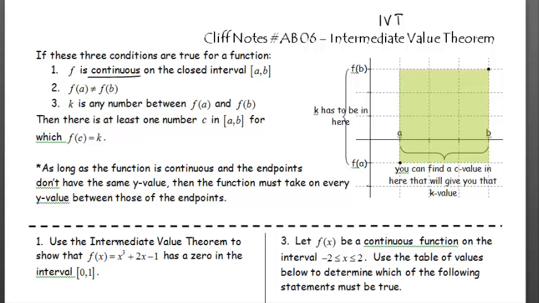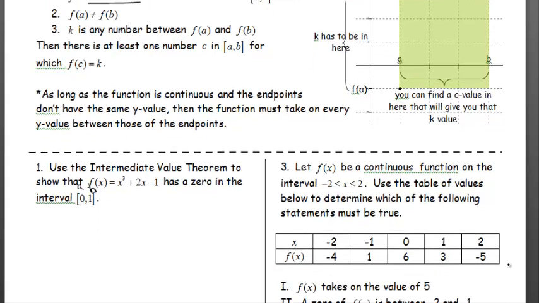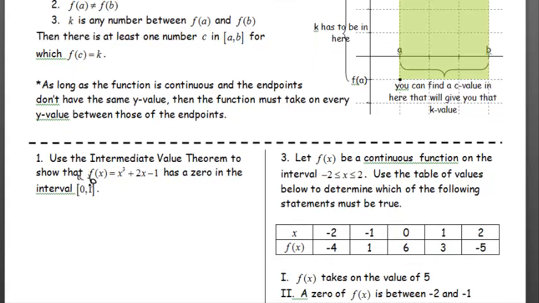All right, use the IVT to show that this function has a 0, has an x-intercept between x equals 0 and x equals 1. So these are your x values. We've come to know these as a and b also. All right, so how do we show that we have a y value of 0 when x is 0 and x is 1? Well, let's just plug in each of these x values to the function. So let's evaluate the function at x equals 0. So f of 0, that's negative 1.